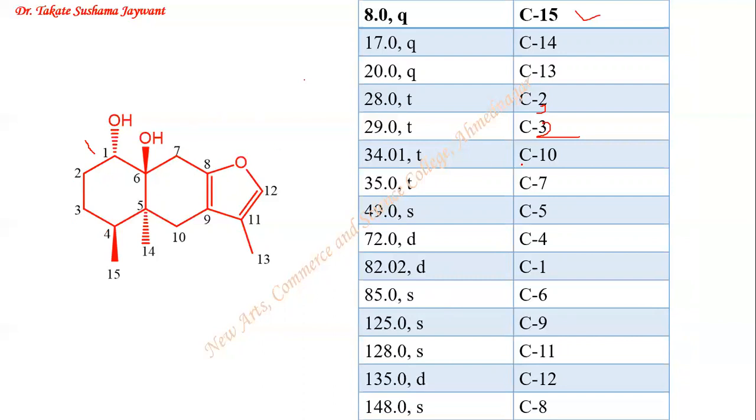Now, 34.01 triplet, and we are having one more triplet at 35. So for C7 and C10 we have to decide which is more de-shielded. If I look at C10, C10 is attached to sp3 hybrid carbon atom on one side. Similarly, C7 is also attached to sp3 hybrid carbon atom. But further, C6 is attached to OH, while C5 is attached to methyl group.